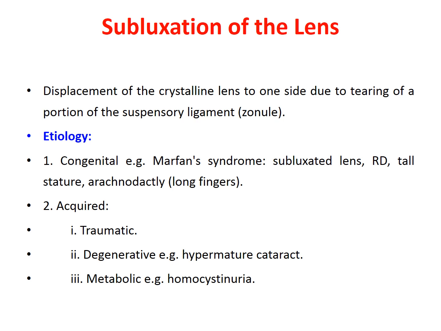What about subluxation of the lens? This means displacement of the crystalline lens to one side due to tearing of a portion of the suspensory ligament, which we call the zonule. What are the causes of subluxation of the lens? It may be congenital, like Marfan syndrome, congenital subluxated lens, cases of retinal detachment, or acquired due to traumatic causes, degenerative causes, for example hypermature cataract, and metabolic causes like homocystinuria.